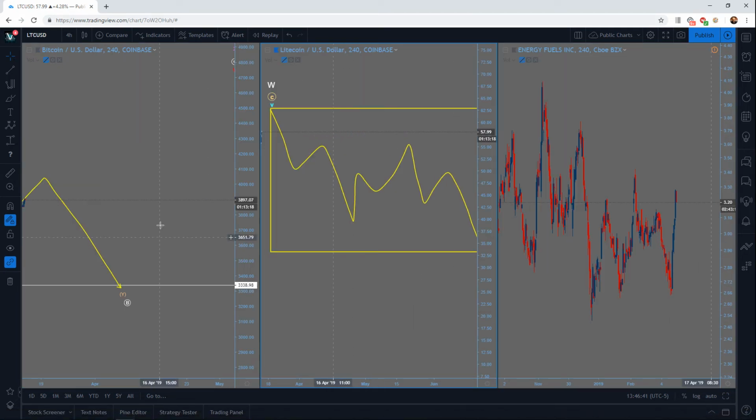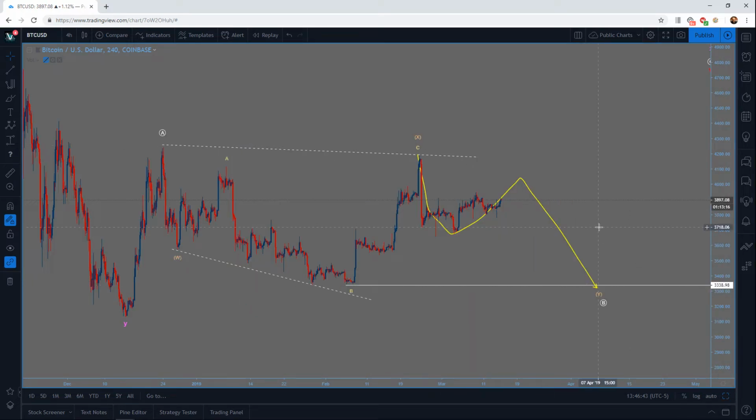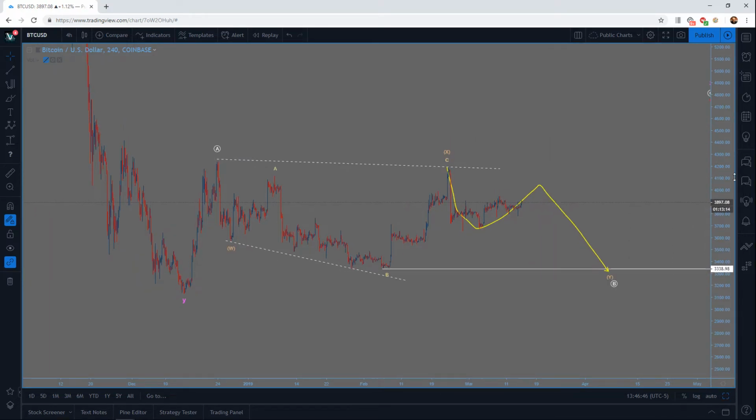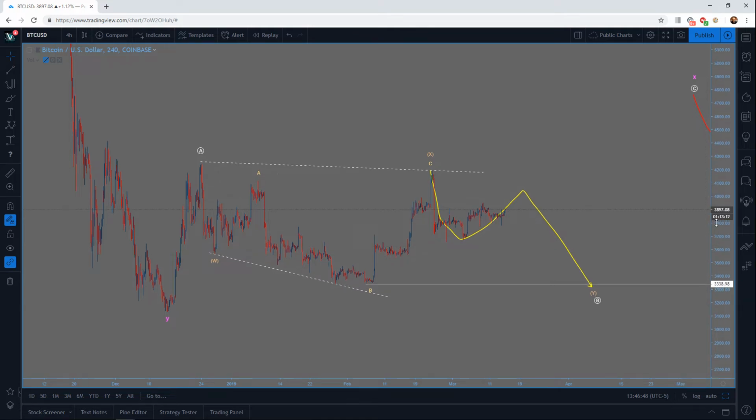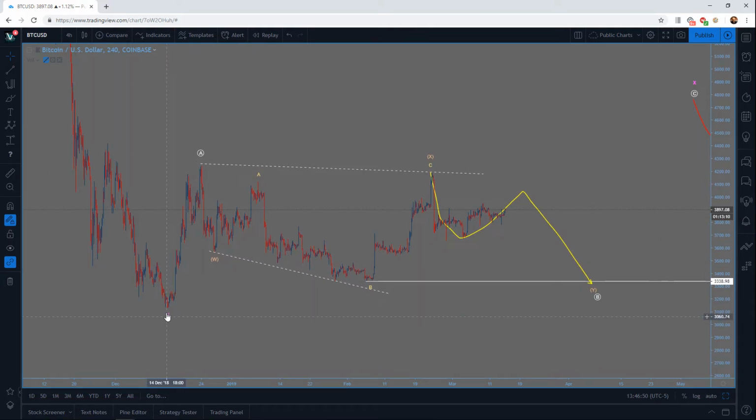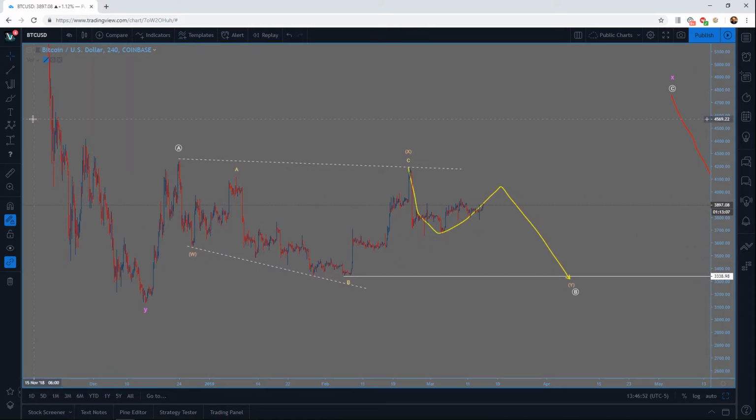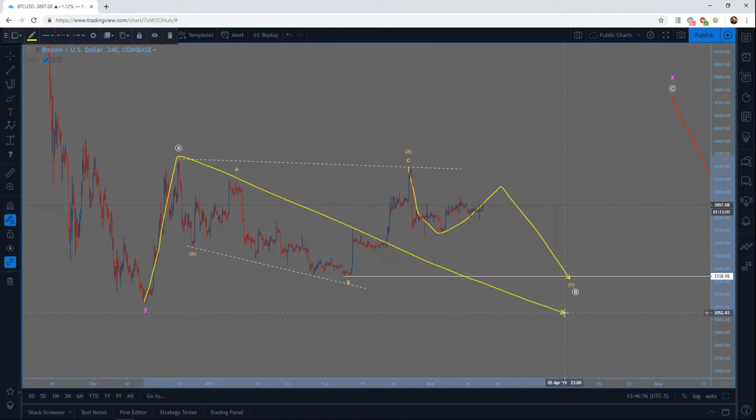I didn't really talk about the basing potential. My overall count could be completely wrong. I'd be okay with that. Y could be complete right here. And then we could be forming some kind of A, B base before starting a new impulse up. I would absolutely love that. I'm looking long anyway. So if we start a new impulse up, then great, I'm long.